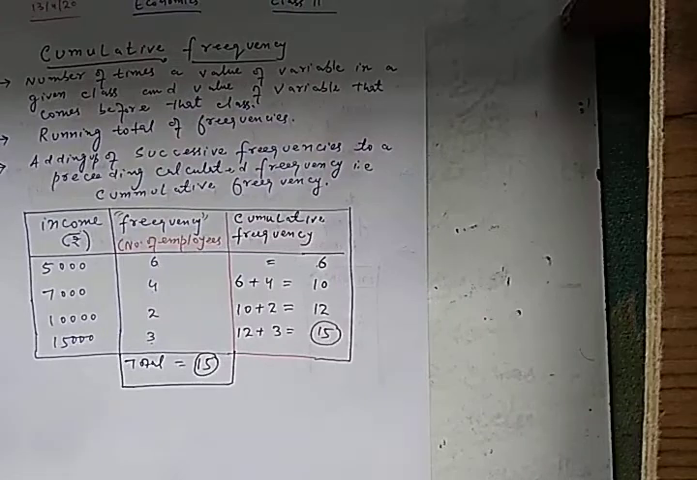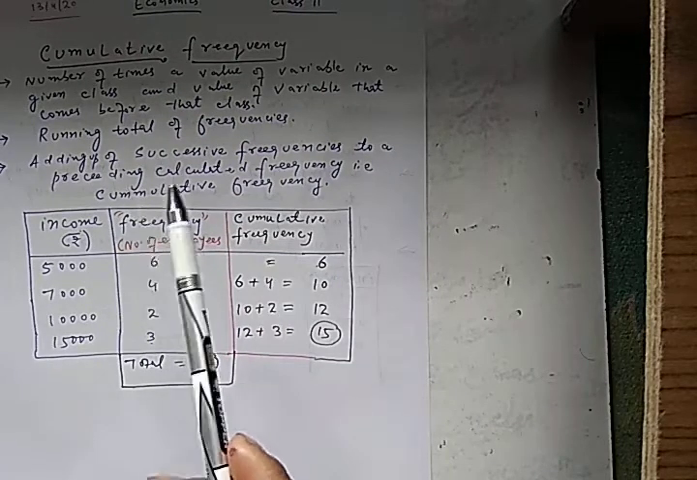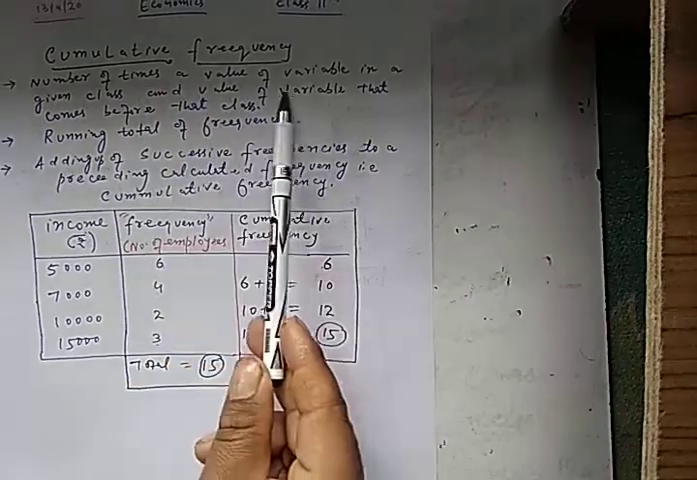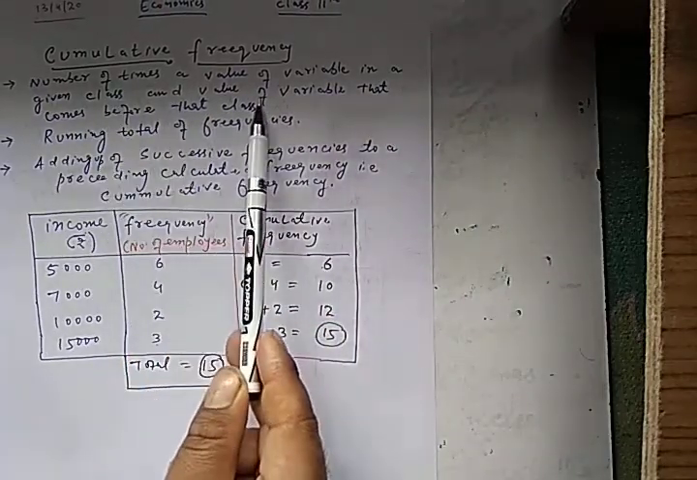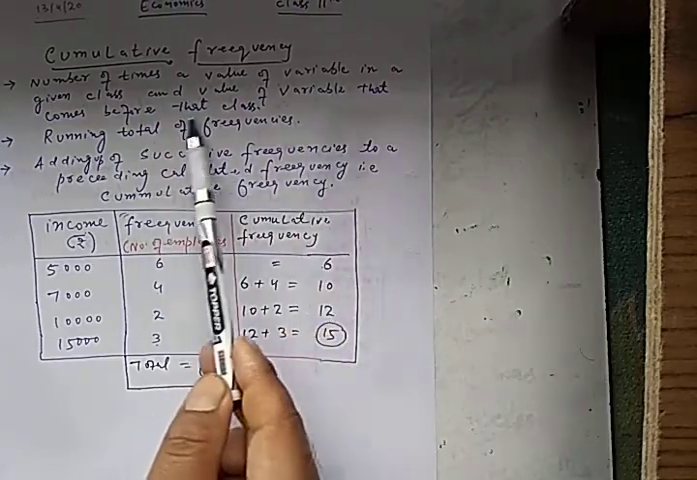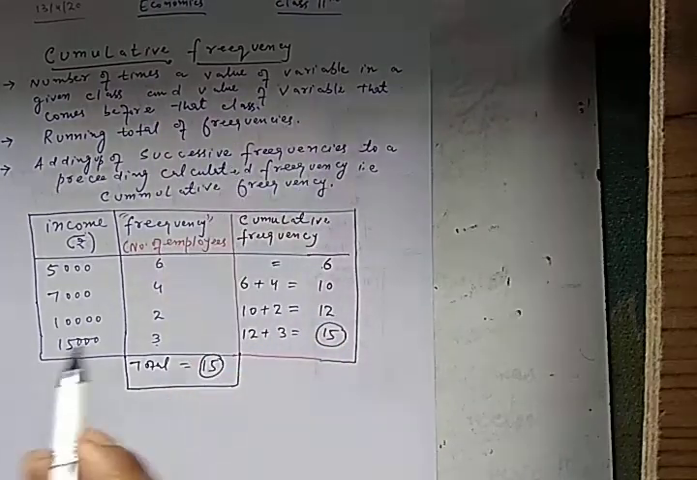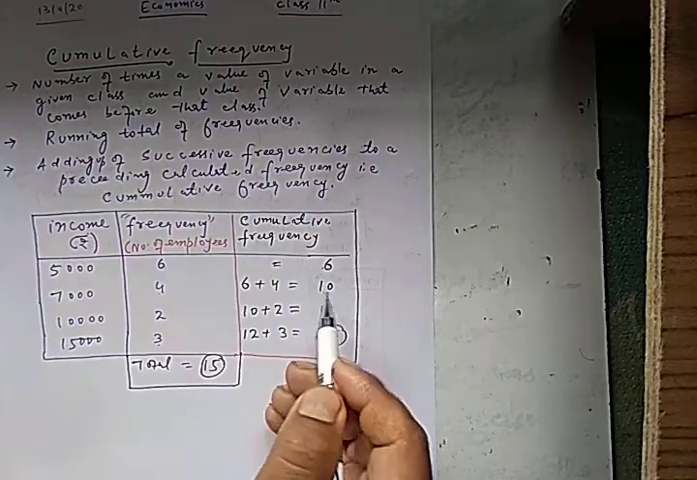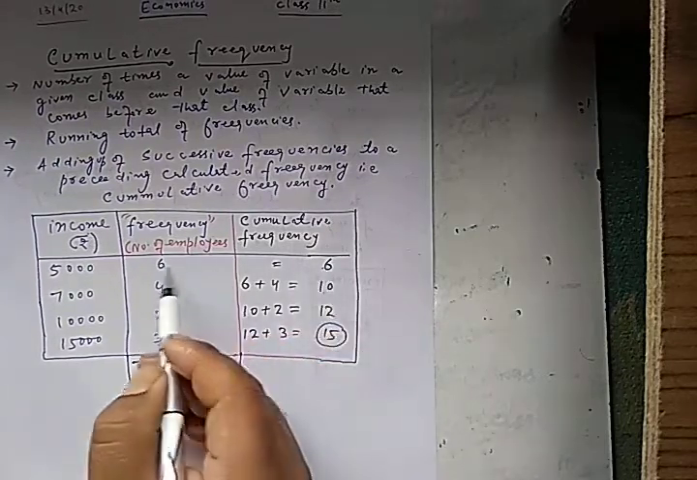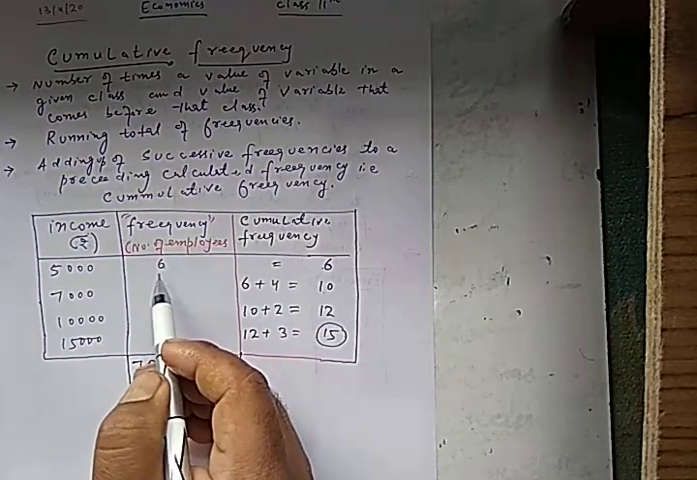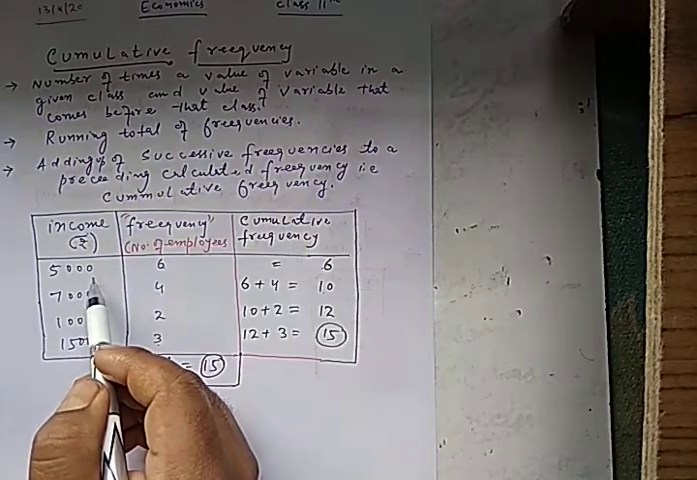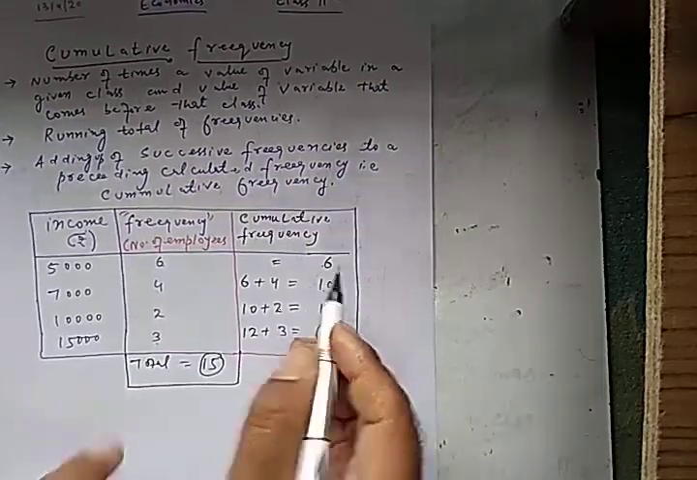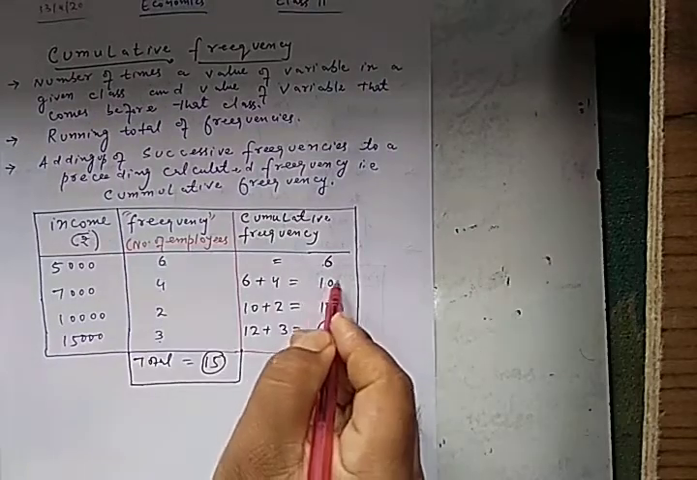Now let us define this cumulative frequency with the help of this example. As I have told you, it shows the number of times a value of a variable appears in a given class and the values of the variable that come before that class. This is the cumulative frequency 10, because before this there is no value of any class or any variable given. Here let us take this 10, this is the cumulative frequency.